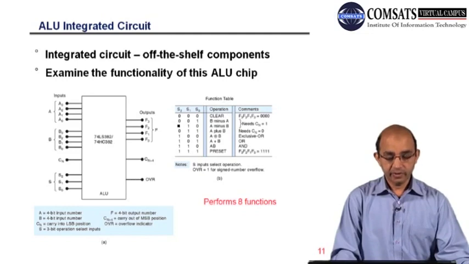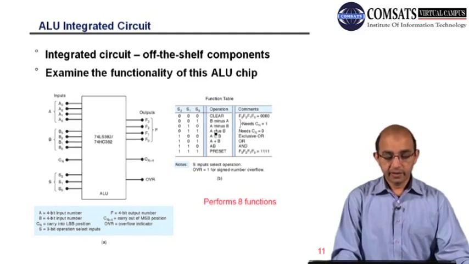So this is the function table. You can see we have three switches, so we will have 8 different possible combinations, starting from 0, 0, 0, and then 0, 0, 1, 0, 1, 0, until 1, 1, 1. For 0, 0, 0 we have the operation clear, and it means all the data at the output has to be cleared. And then for 0, 0, 1, we will be performing B minus A. This is the operation name. And then for 0, 1, 0, A minus B.